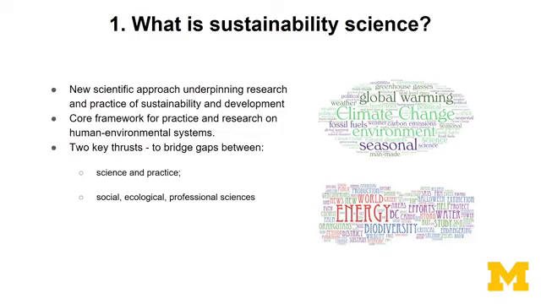There are two key thrusts in sustainability science. One, to bridge the gap between research and practice, between science and knowledge. The second is to connect the social, the ecological, and the professional sciences, thus to create an interdisciplinary science that can think about, analyze, and provide advice for how to manage the relationship between social, environmental, and economic domains of our existence.